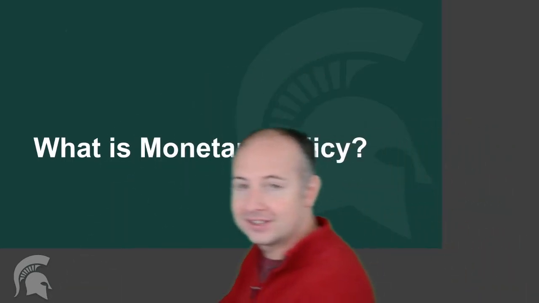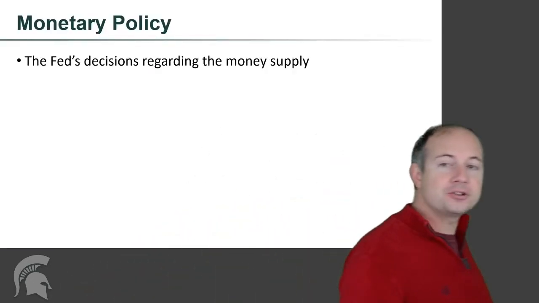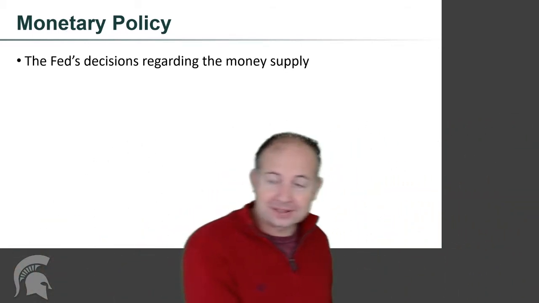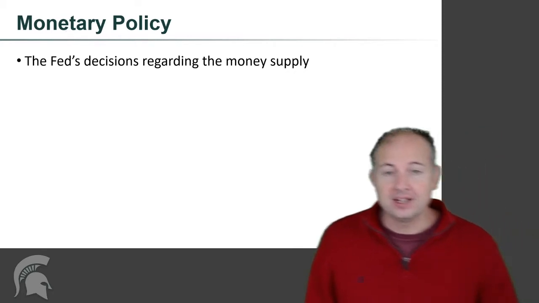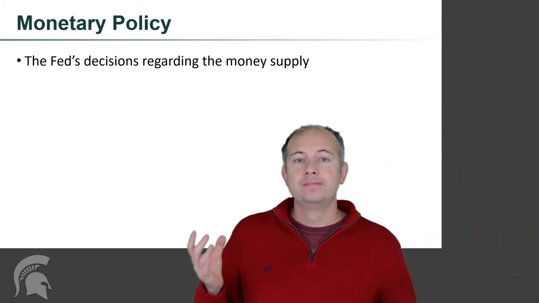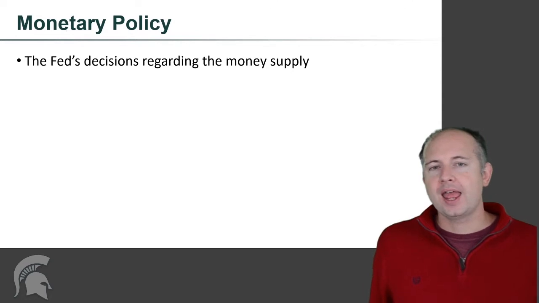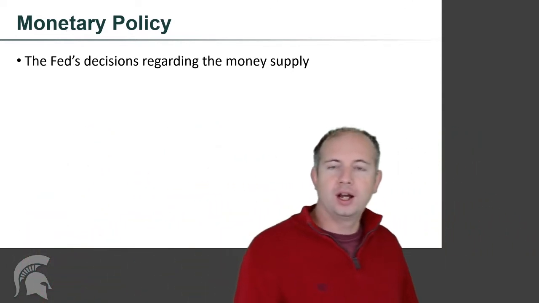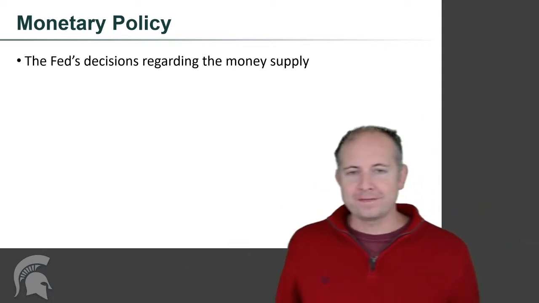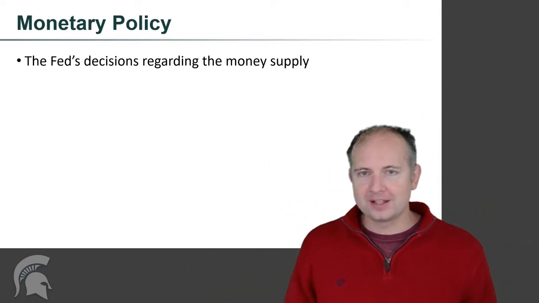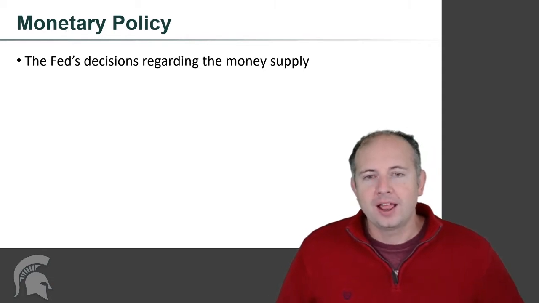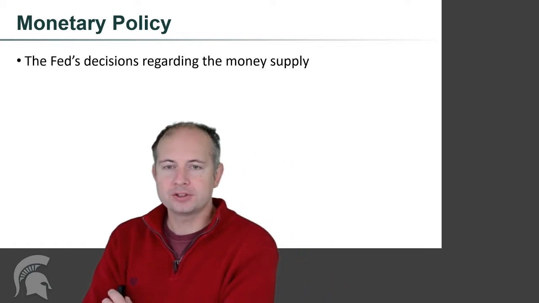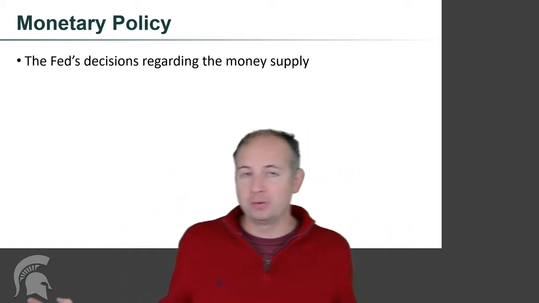What is monetary policy? So monetary policy is really the Fed's decisions regarding the money supply. Do you remember when we were learning about money, we drew the money supply as a vertical line, which represented the fact that the Fed controls the money supply. And as a result, the supply of money is whatever the Fed wants it to be.